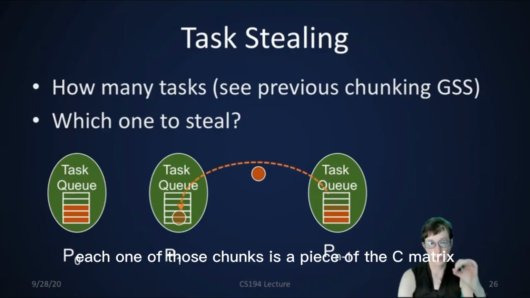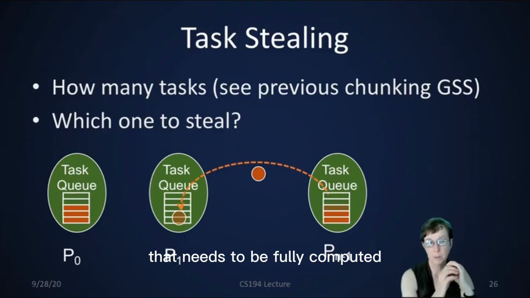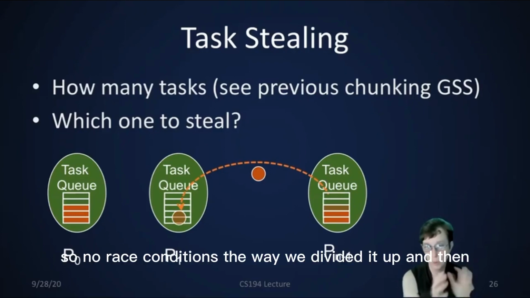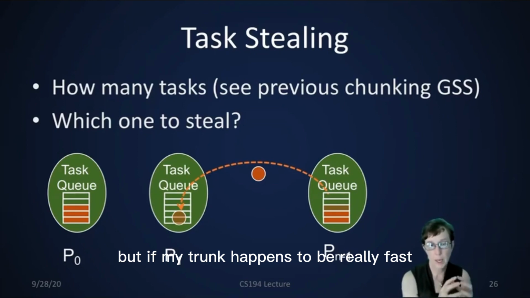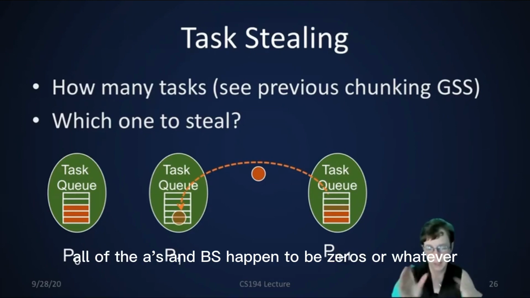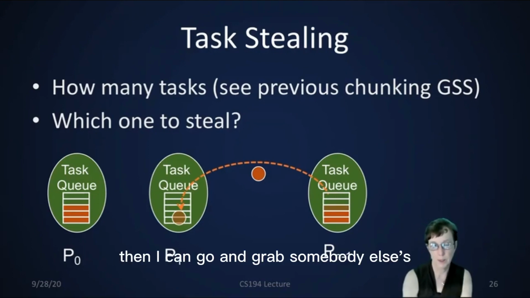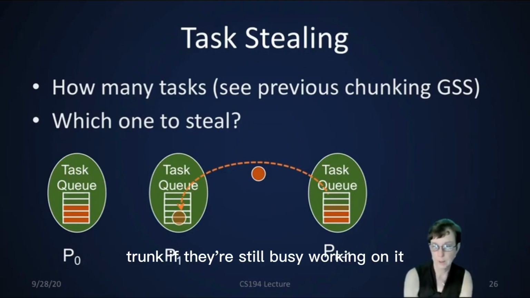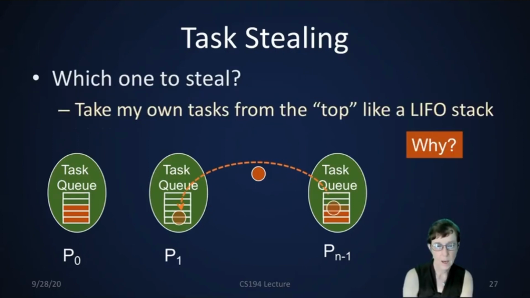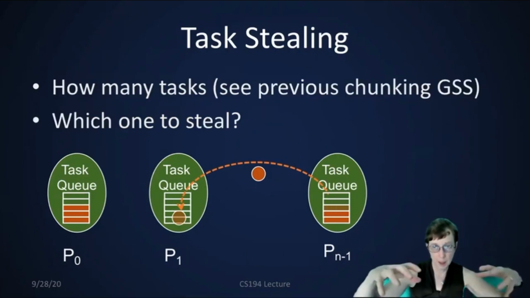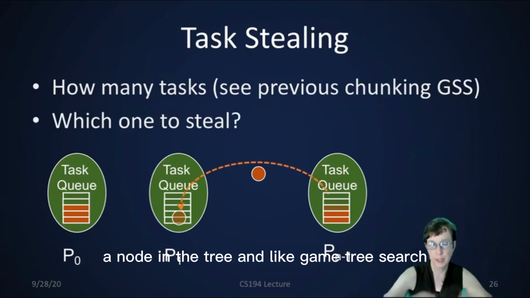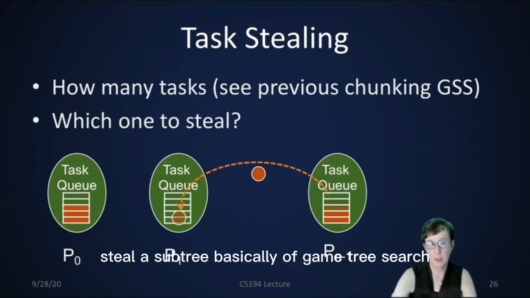Each one of those chunks is a piece of the C matrix that needs to be fully computed, so no race conditions, the way we divided it up. But if my chunk happens to be really fast because all of the A's and B's happen to be zeros or whatever, then I can go and grab somebody else's chunk if they're still busy working on it. And a task could also be a node in the tree in something like game tree search. You can go and steal a subtree basically of a game tree search.